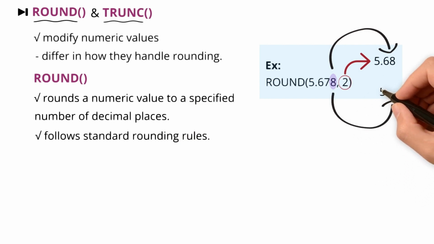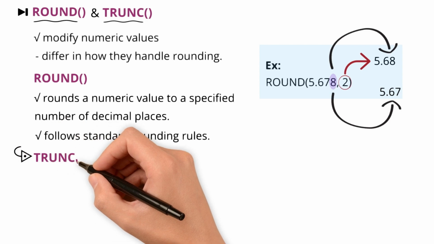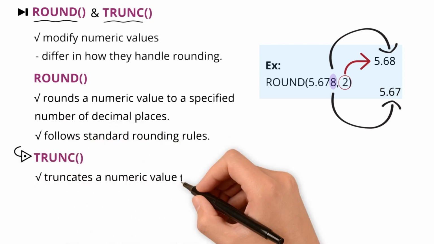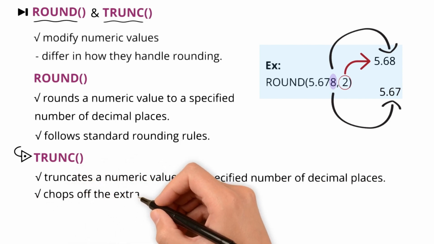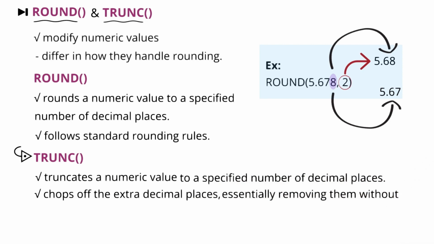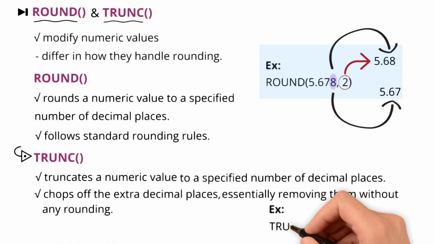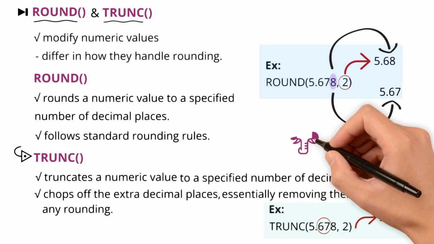Otherwise, it rounds down. On the other hand, trunc function truncates a numeric value to a specified number of decimal places. It simply chops off the extra decimal places, essentially removing them without any rounding. If we take the same example, trunc of 5.678, 2 would return 5.67, truncating the value to 2 decimal places without rounding. Let's see the same in PostgreSQL.